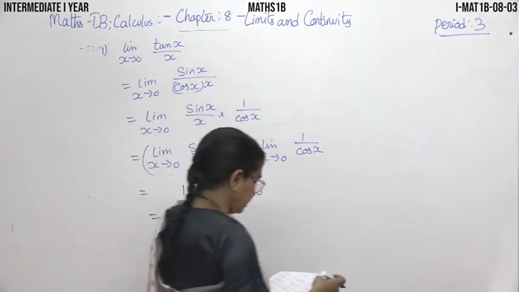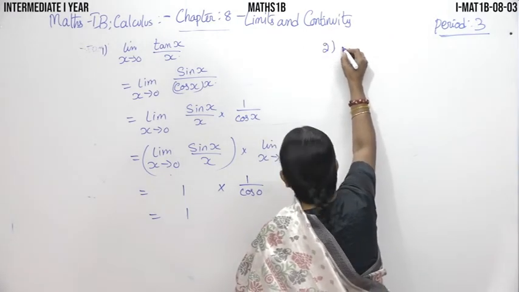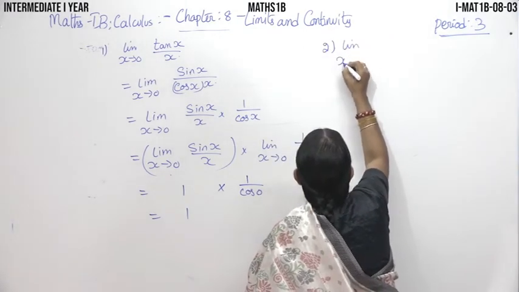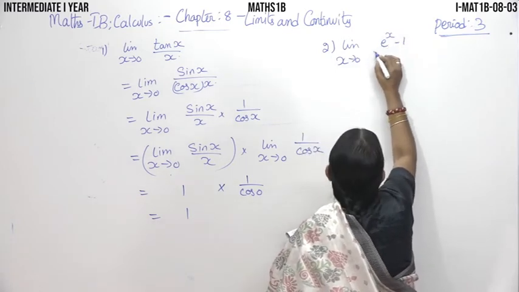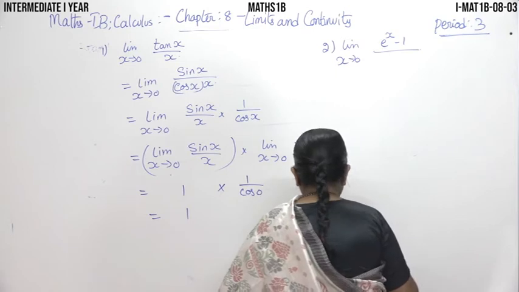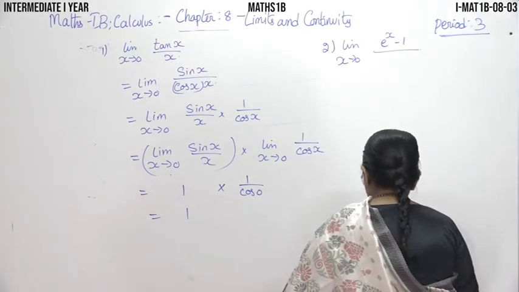Now next one is limit x tending to 0 of e to the power x minus 1 by... Okay, we'll do another problem. This you can take as homework.